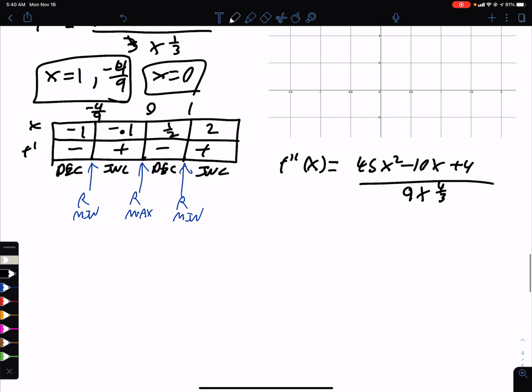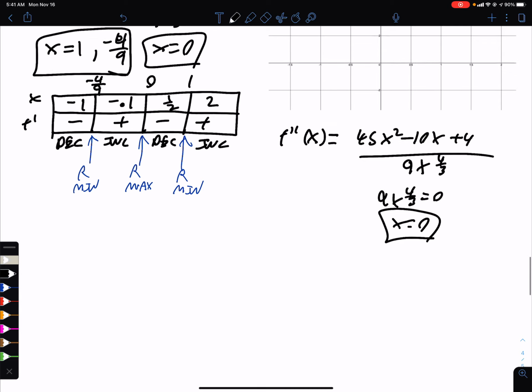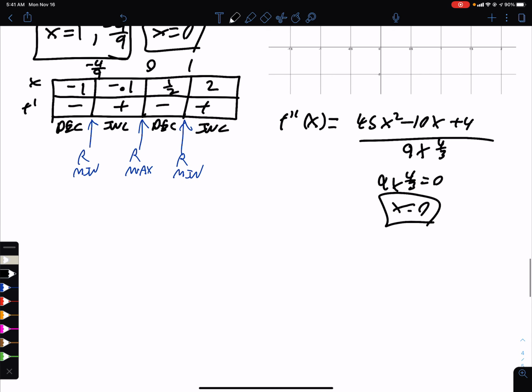And then you'd find the critical points. Here's what's crazy. This numerator never equals 0. It never does. If you graph it, it's a parabola that's above the x-axis. If you did the quadratic formula, you would have no solutions because it never crosses the x-axis. And like plug in 0 and you get 4, so the vertex is at 0, 4. The denominator, on the other hand, if you set that equals 0, you get x equals 0. So that's your potential inflection point.